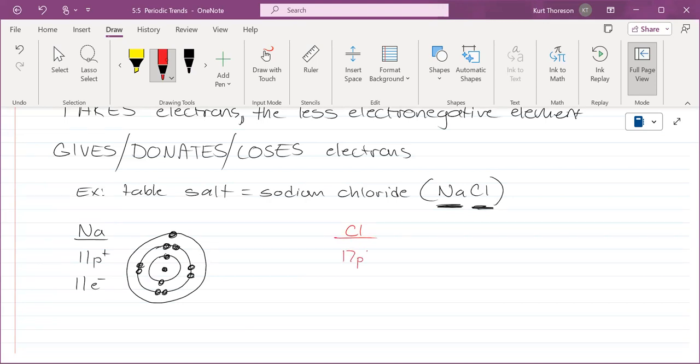Okay, use a different color and make chlorine. Chlorine has 17 protons, 17 electrons. Please draw it. 1, 2, 3, 4, 5, 6, 7, 8, 9, 10. Third energy level: 1, 2, 3, 4, 5, 6, 7. Okay. I need you all to be looking at the periodic table while I ask you this next set of questions.